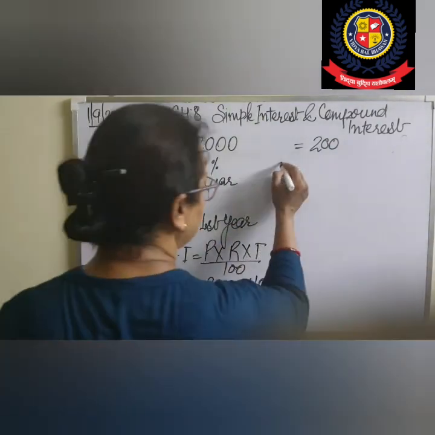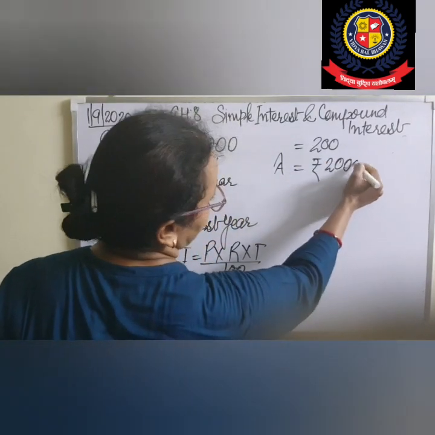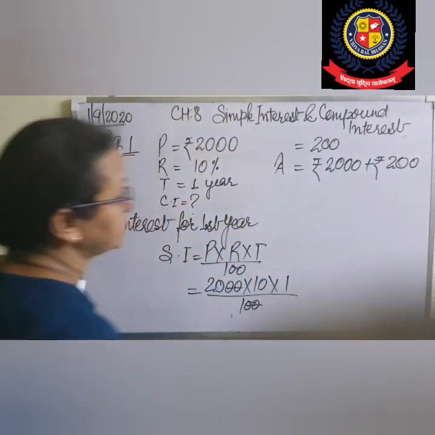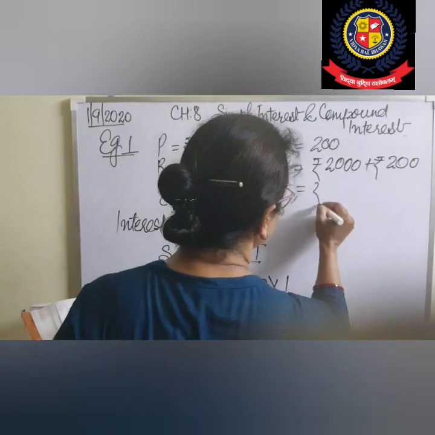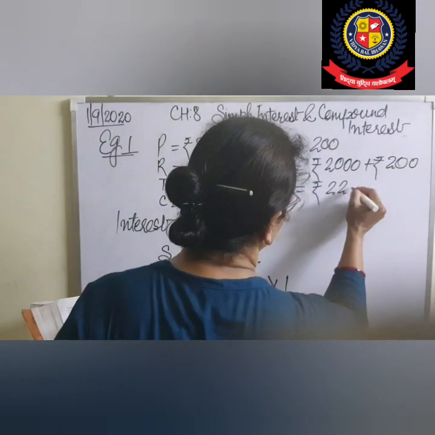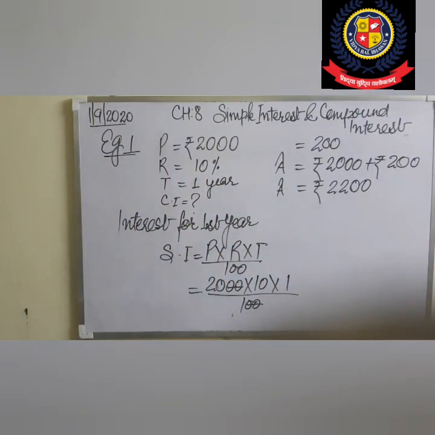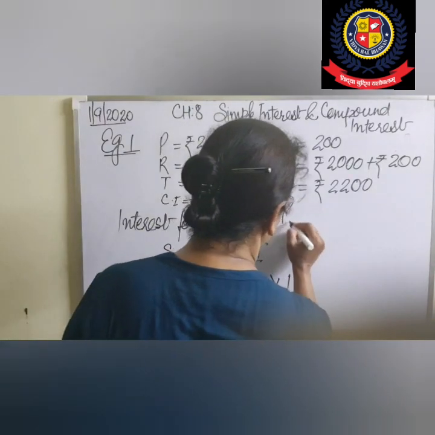Then amount is equal to rupees 2000 plus rupees 200. We are talking about money, so everything will be in rupees. That will be rupees 2200. Right? The amount is this, which is the principal for the next year. Right? Principal for the second year.